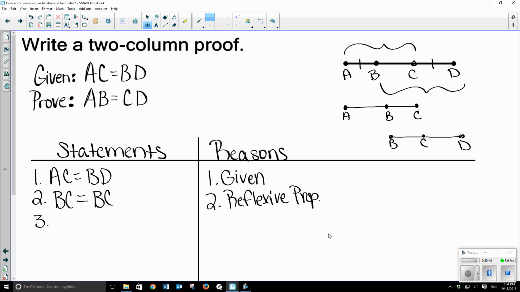So we know this is congruent to this, but how does it make these two congruent to each other? This is where it gets a little confusing. I can set up an equation saying AB plus BC equals AC. This plus this equals this. I could say the same thing about the other segment. BC plus CD is equal to BD.